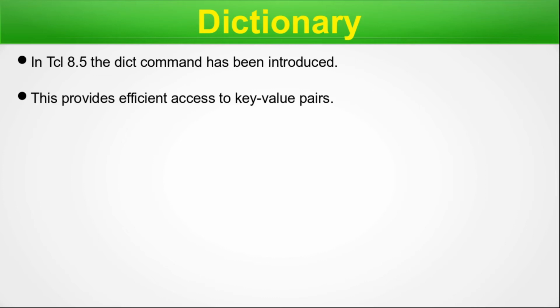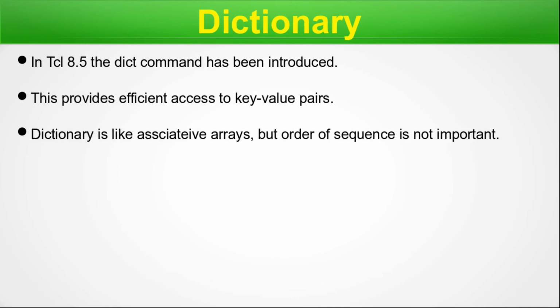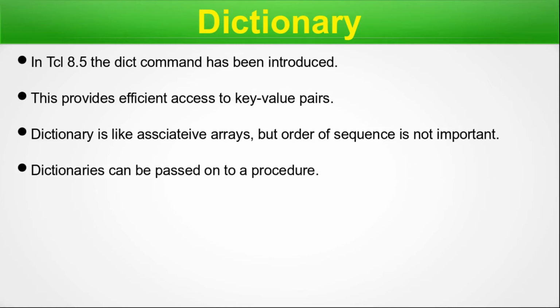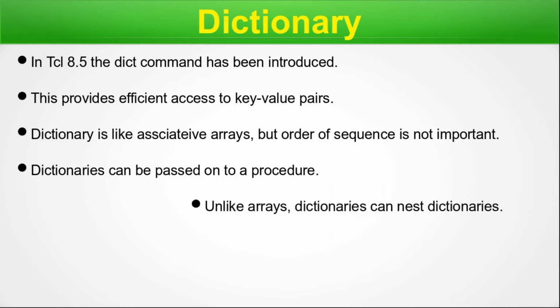We have used the associative array as a key value pair, right? But dictionary is much more efficient and advanced. We'll see by examples later on. Dictionary is like an associative array, but the order of the sequence is not important. That is another feature of this dictionary. Dictionaries can be passed on to a procedure. Okay, this is another benefit, they can be passed on to a procedure.